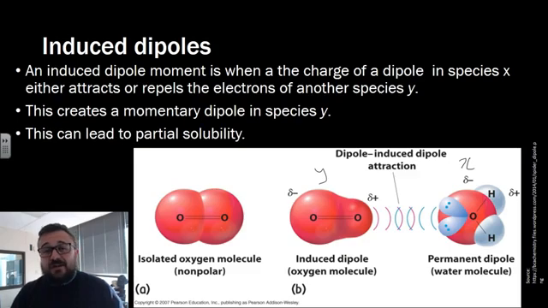This can also lead to partial solubility. Oxygen is actually not that soluble, but it is what we call partially soluble. There's a small amount of oxygen dissolved in water, and this is really important because that small amount of oxygen dissolved in water is what gives us life. Without that, there's no life in the ocean. Fish, for example, filter that oxygen out of the water.